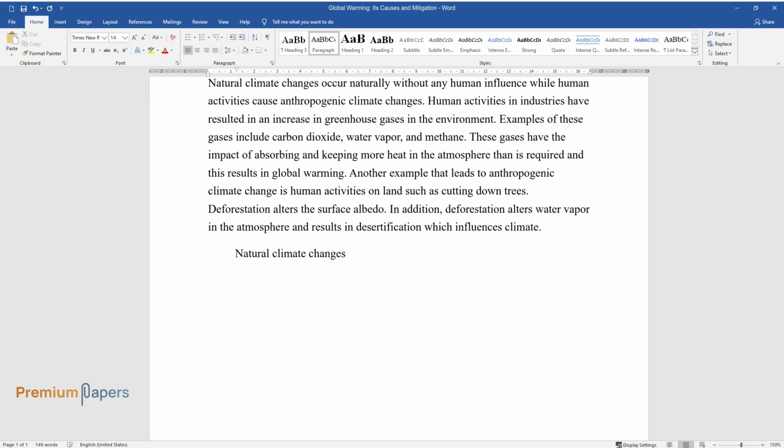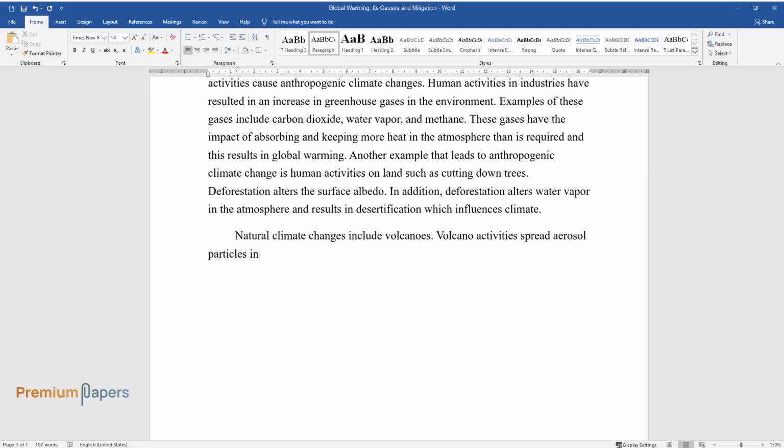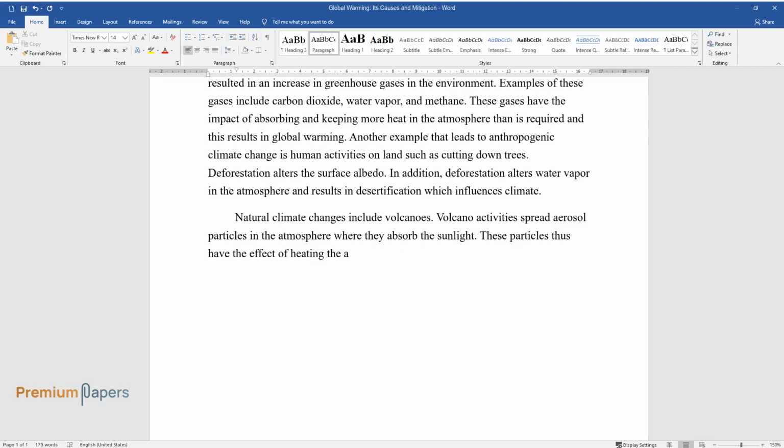Natural climate changes include volcanoes. Volcano activities spread aerosol particles in the atmosphere where they absorb the sunlight. These particles thus have the effect of heating the atmosphere, thus altering global temperatures.